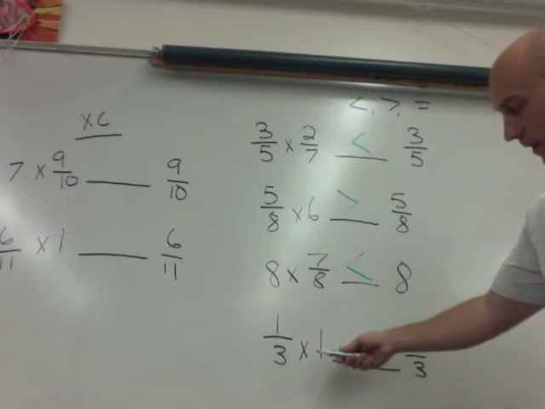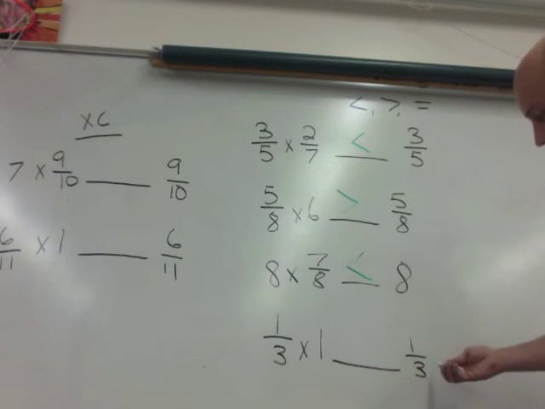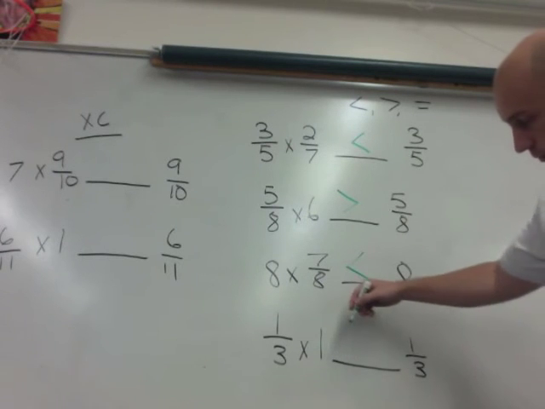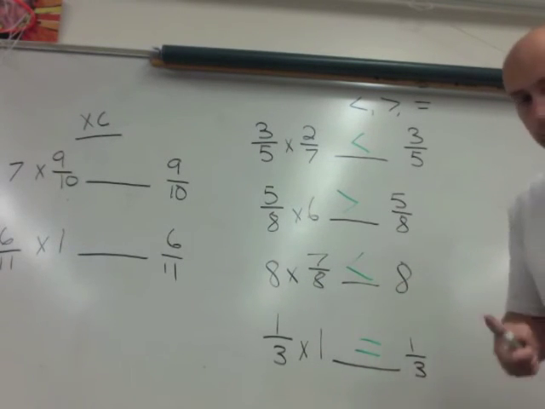1/3 times 1. Well, if we times anything by 1, it'll be equal, right? It'll be the same. So 1/3 times 1 will be equal to 1/3.